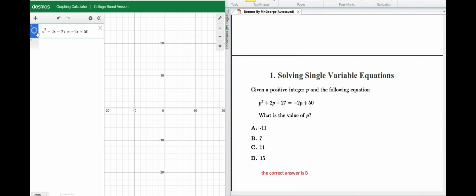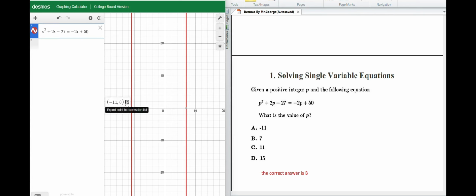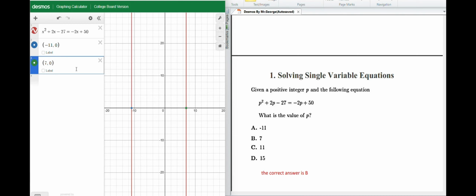So here is how we do it. We just type it in and the graph will appear right here. Then you go for the x-intercept. Here is one negative for sure, and here is one positive, and we need the positive value, which is 7. So your answer over here is not A because it's asking for a positive, it's B. If it was asking for a negative integer, you would go with negative 11. So the answer over here is B, 7.